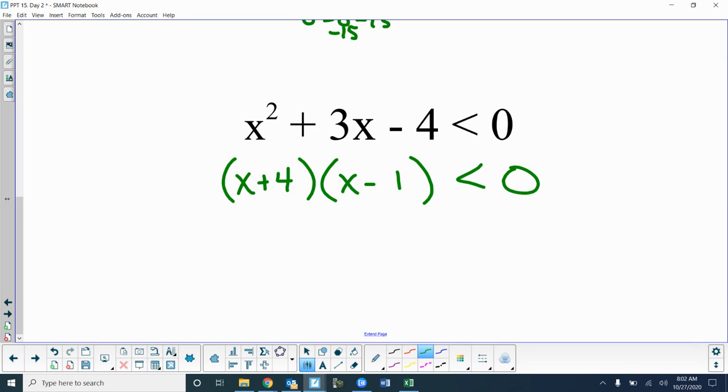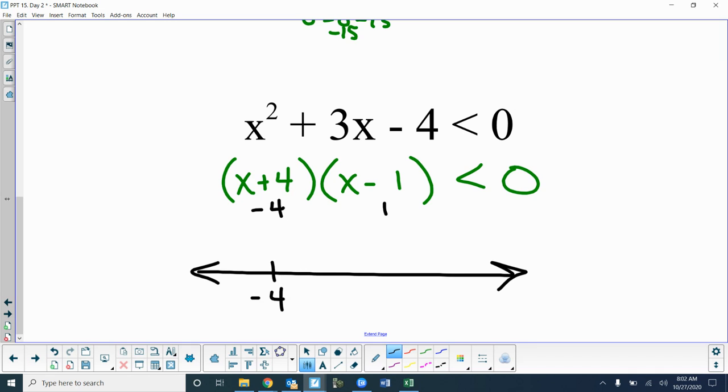Okay, so what are my critical values, Connor? 4 and -1. Or, no, it's -4 and 1. Right, -4 and +1. Okay, so -4 is down here. 1's down here, 0's about there. Since it's just less than, when I graph it, I got open circles. Okay, those are my critical values, there's my sections.